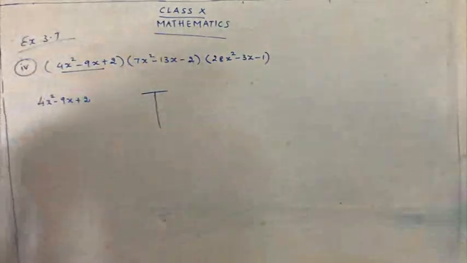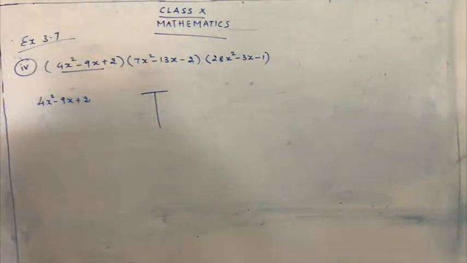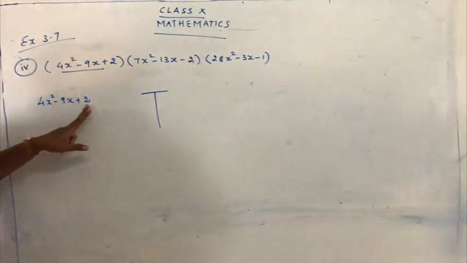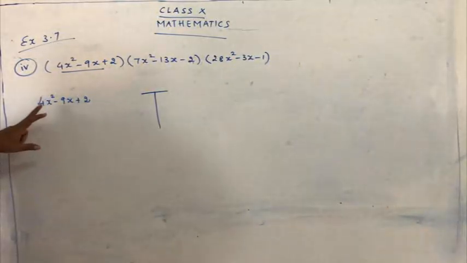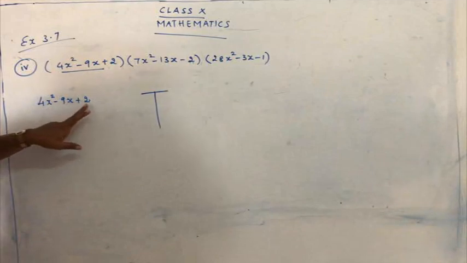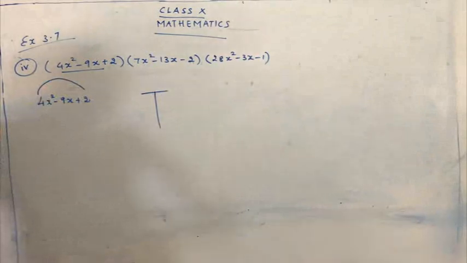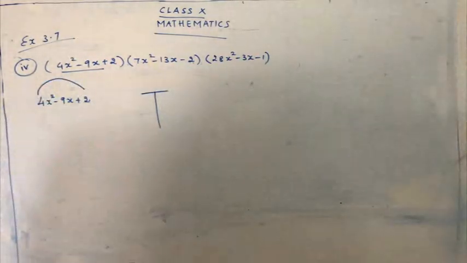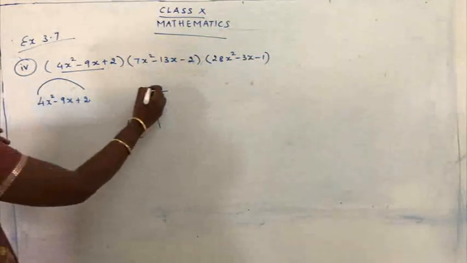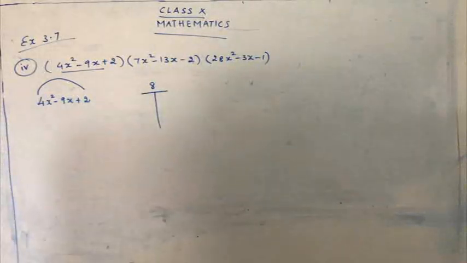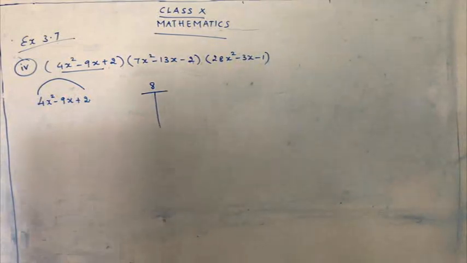So when you use your T method, we have to multiply the coefficient of the first term and you have to take the constant term. So what is the coefficient of the first term here? It's 4. And what is the constant term here? It's 2. So multiply 4 and 2. So when you multiply 4 and 2, what do you get? Yes, you get 8. So it's 8 on the top of T. And what is the coefficient of the middle term? The coefficient of the middle term is minus 9.